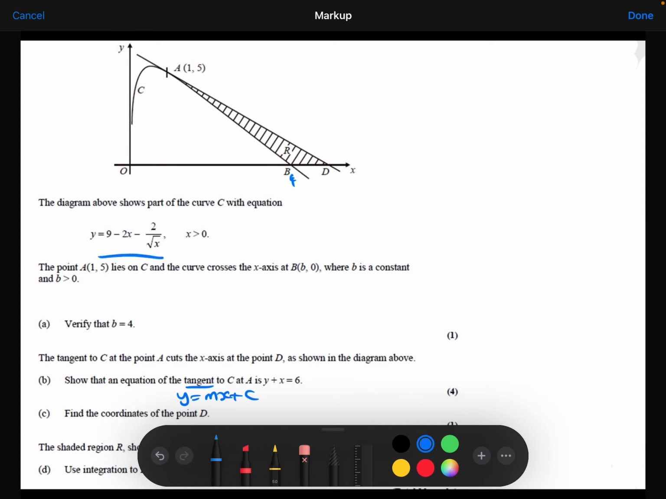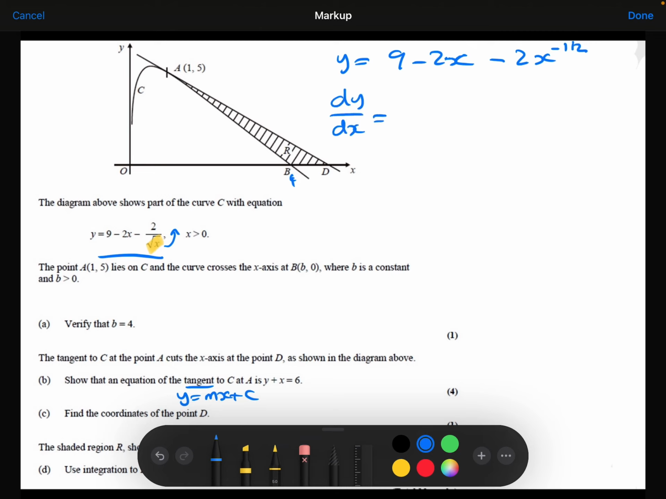gradient of the curve. So I need to work out the gradient of the curve at point A. I can do that by differentiating to get the gradient function. But before I do any differentiation, I'm going to have to rewrite this in a form where it can be differentiated. The 9 and the minus 2x is easy to differentiate, but I don't like this root x on the bottom there. So I'm going to rewrite this. I'm going to move that root x to the top with a negative power. So we will have the minus 2 times x to the power minus a half. Now we can differentiate this.